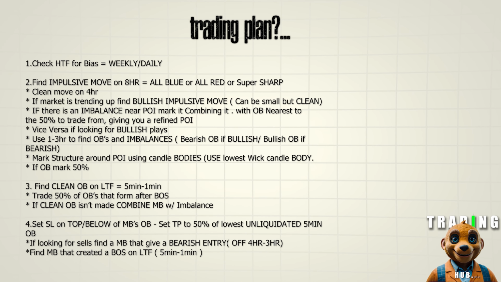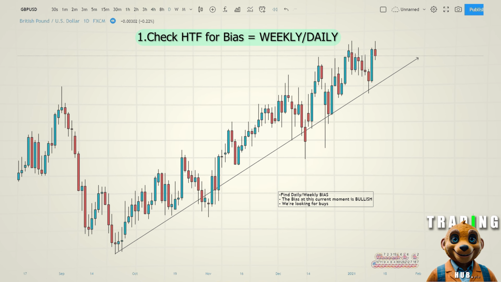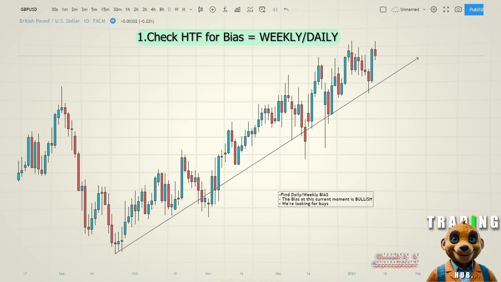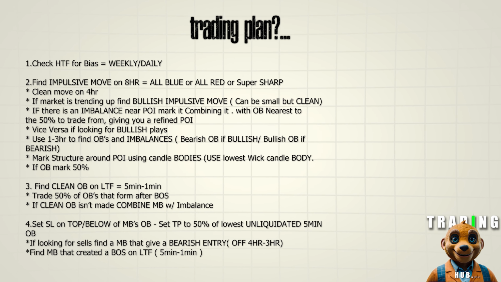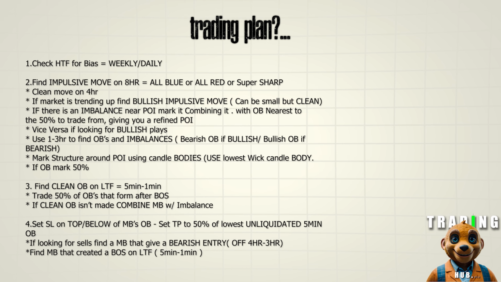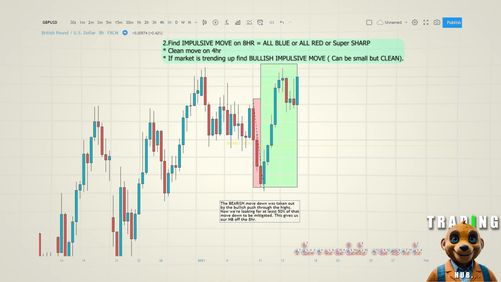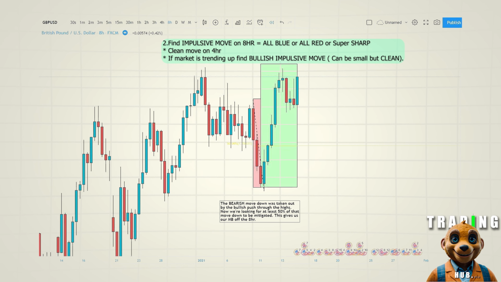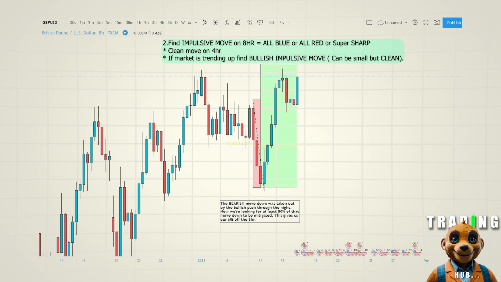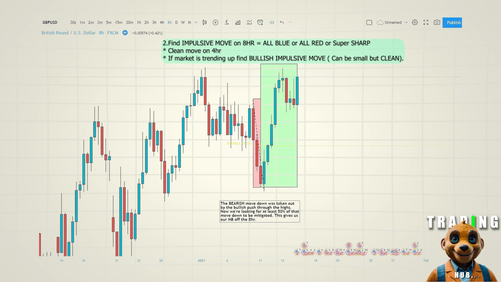Number 1 on the list says I should check the high time frame buyers. Check weekly trend or the daily time frame trend. Then find impulsive moves on 8-hour or 4-hour. It also says here, all the impulsive moves you find should be super clean moves. If the market is trending up, find bearish impulsive moves. The move can be small but clean.